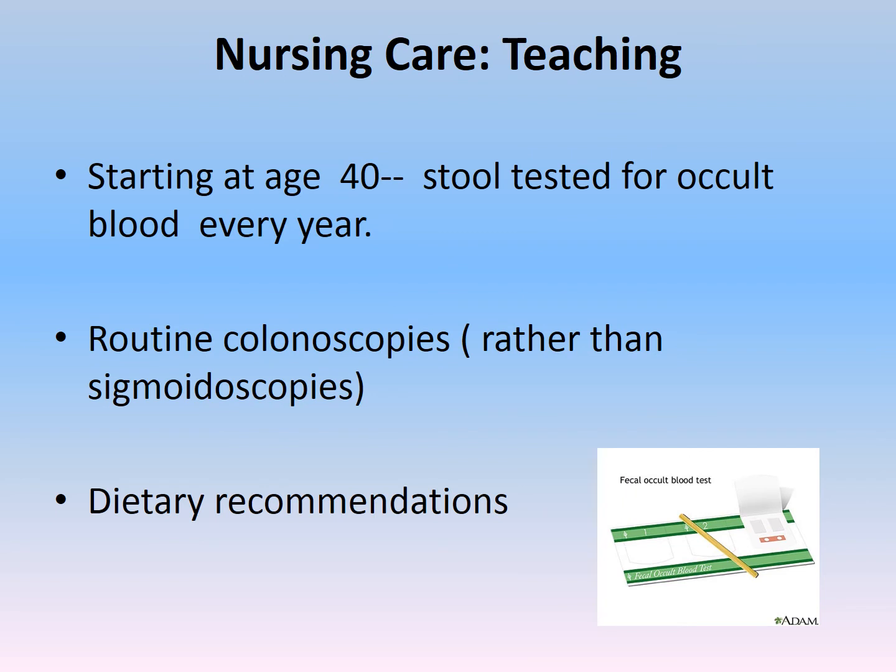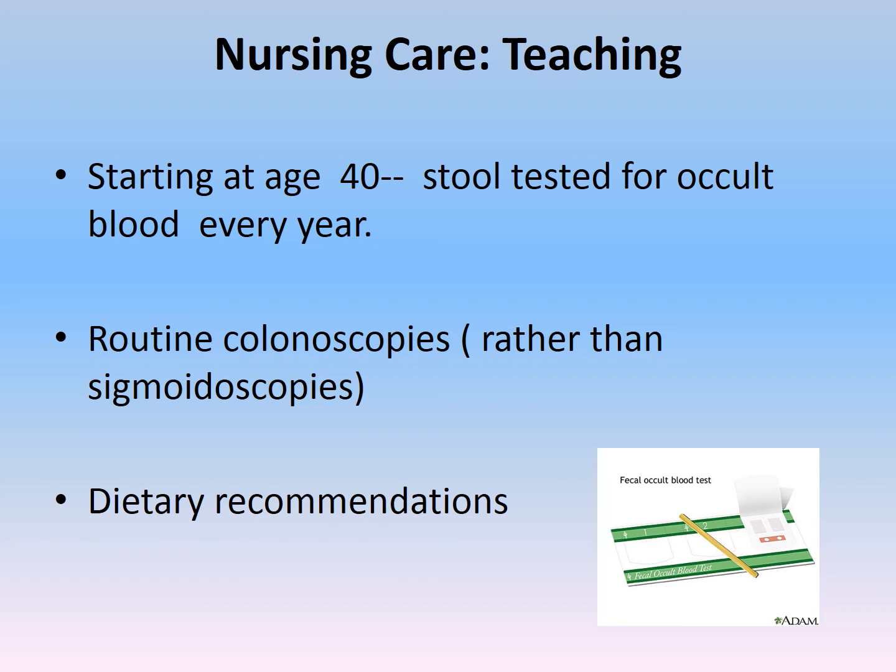Nursing care: we want to teach our patients that starting at age 40, their stool should be tested for occult blood every year. We know occult blood means blood that can't be seen with the naked eye, and that polyps can bleed into the intestine where the blood mixes with the stool. So this is an early warning sign.